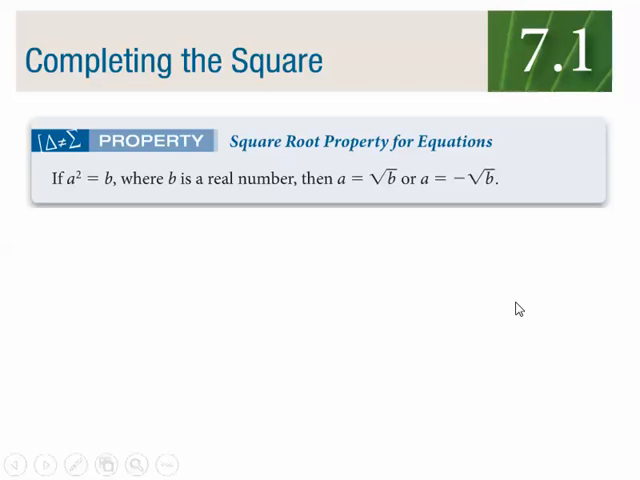So 7.1, we're going to really learn a different way to solve equations here. So far we've learned how to solve quadratic equations by factoring. And let's see, what's the other stuff? We learned how to solve rational equations, remember, like with fractions. And then we also learned how to solve square roots. That was the last chapter. Those little square root things are actually going to help us.